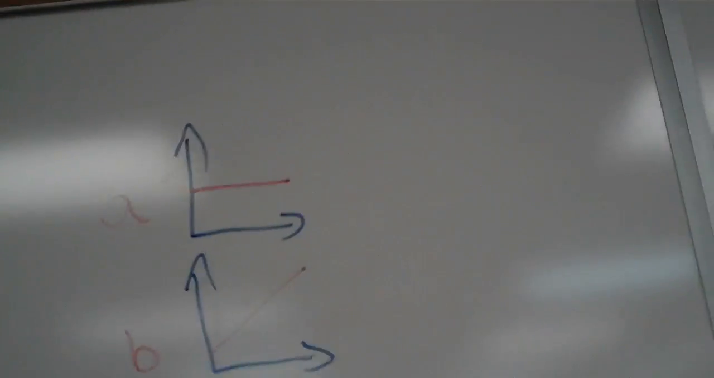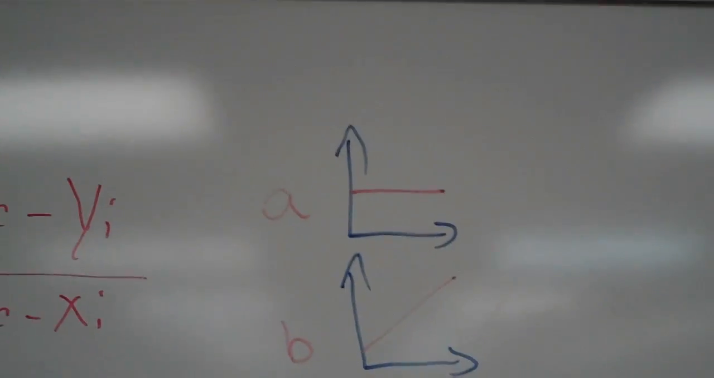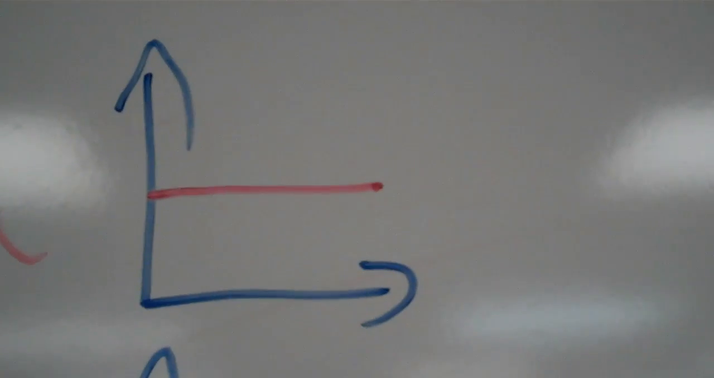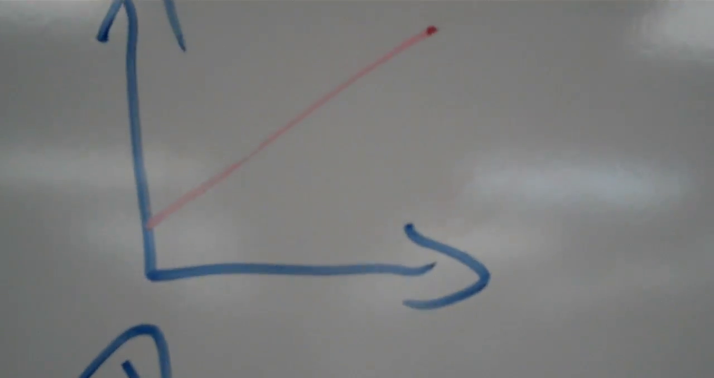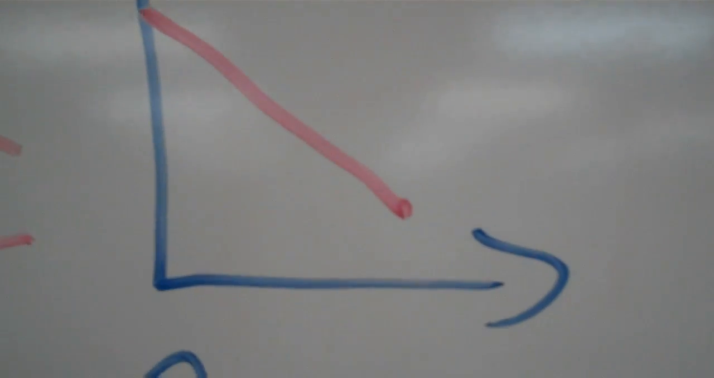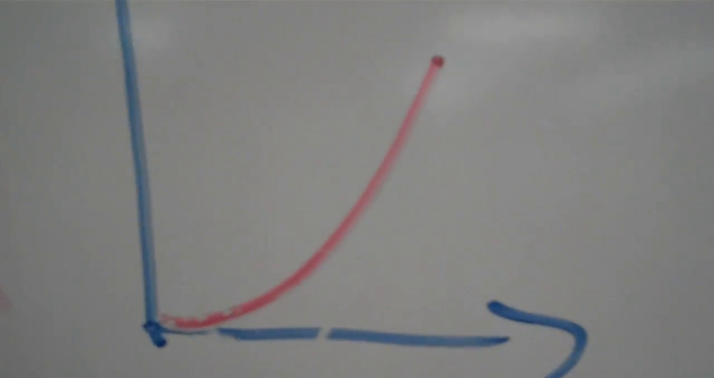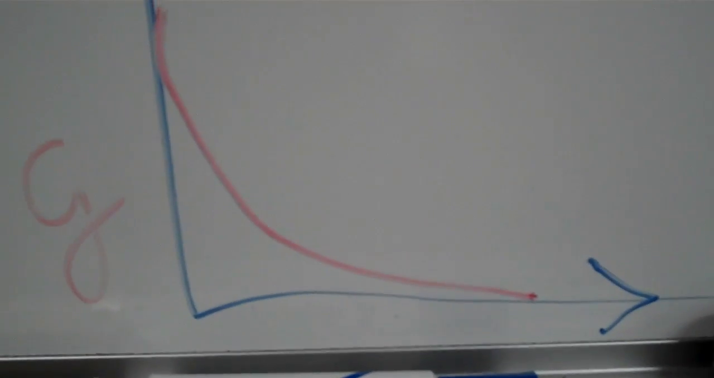And then I described that there are 7 possible types of motion. Standing still, which is kind of a motion, moving away at a constant rate, moving towards at a constant rate, moving away speeding up, moving towards speeding up, moving away slowing down, moving towards slowing down.